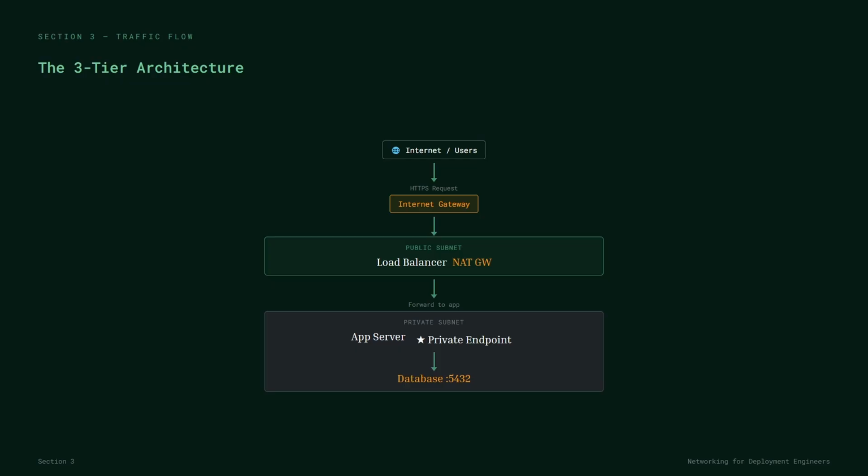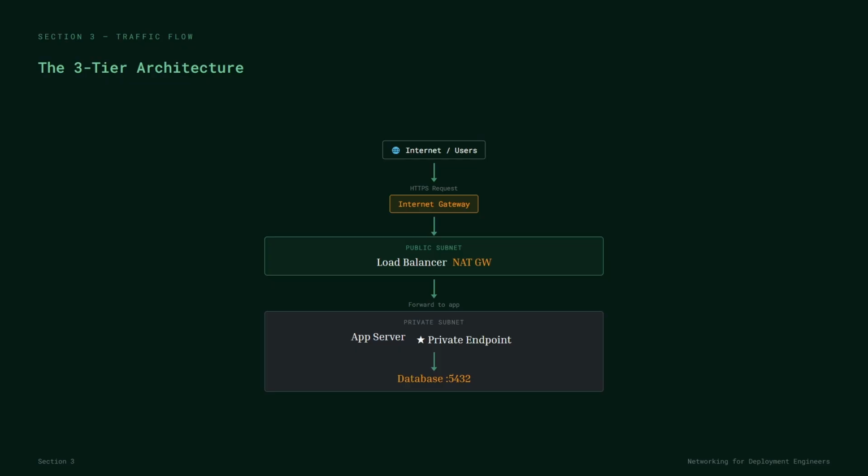Then we have the NAT gateway. Your app lives in the private subnet. It has no route to the internet, but it needs to call an external API. Maybe it's calling Stripe. Maybe it's pulling a software package. You put a NAT gateway in the public subnet.